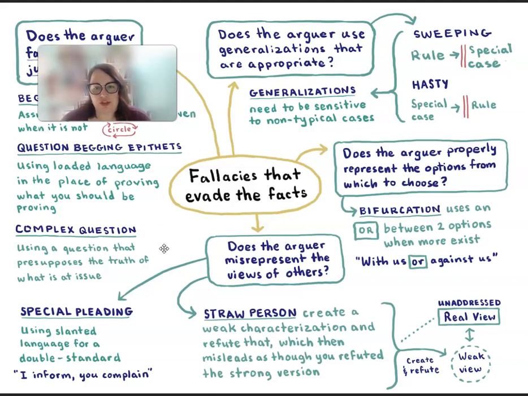So when it comes to our arguments that we might be looking for fallacies in, we want to look, are they using generalizations? And are those generalizations appropriate to the thing that they're generalizing about, right? Every generalization has boundary conditions or spaces in which it does not apply. So they need to be sensitive to non-typical cases. I like this little diagram here, and there's diagrams in the textbook as well. Basically, a sweeping generalization takes a rule and sweeps over a special case where it doesn't apply.